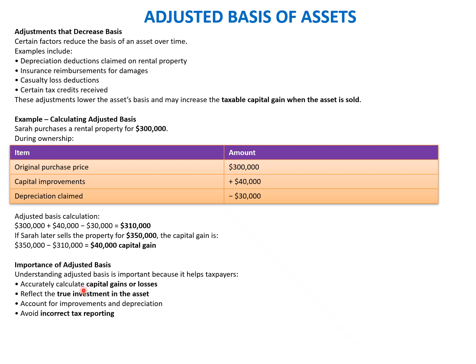What is the importance of the adjusted basis? Understanding the adjusted basis is important because it helps the taxpayer to accurately calculate the capital gain or loss, reflect the investment in the asset, account for the improvements and depreciation, and avoid incorrect tax reporting. This is a very crucial definition of adjusted tax basis. So we'll move to the next slide then.